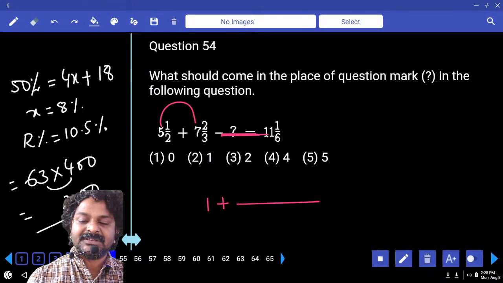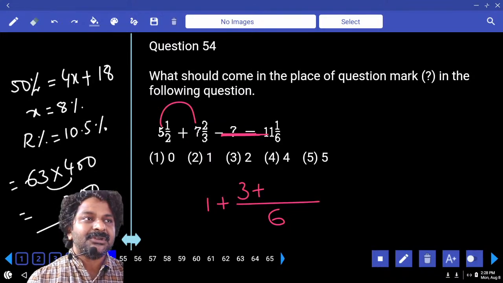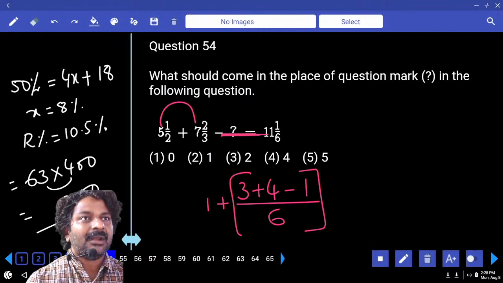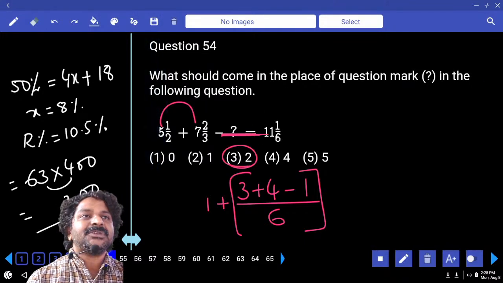Denominator is the LCM of 2, 3, 6, which is 6 only. 2 how many times? 3 times. 3, 2 times. 2 into 2 is 4. Minus 6, 1 time. How much is this? 1. 1 plus 1 is 2. Option 3.